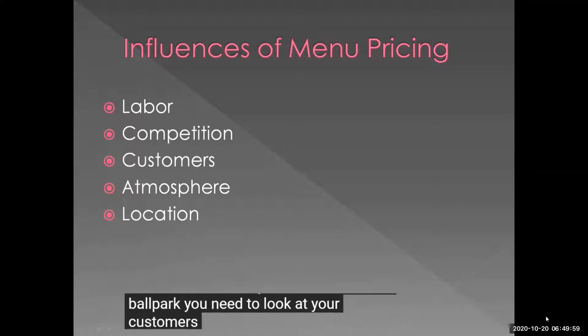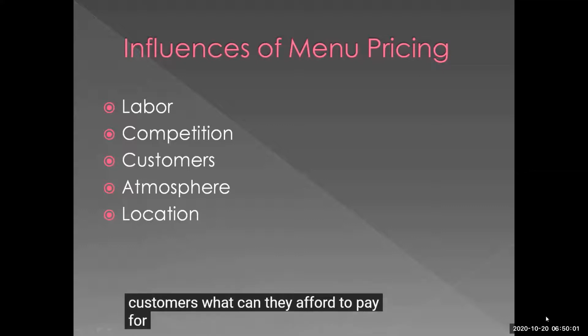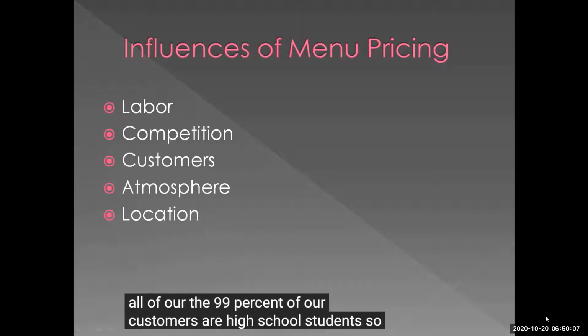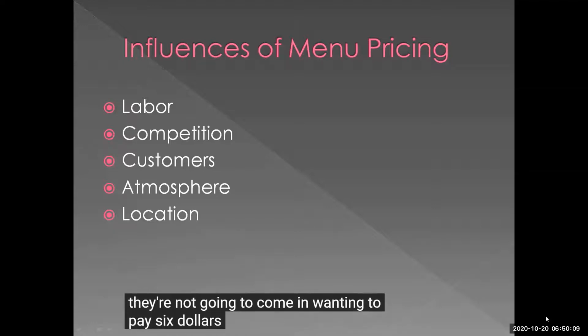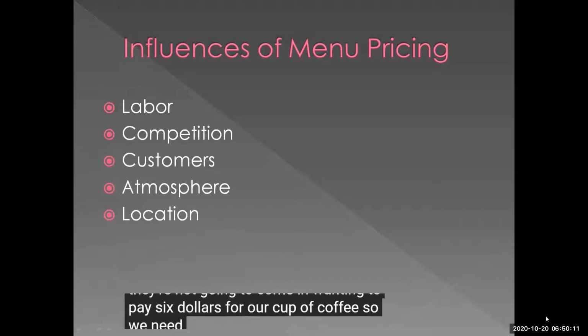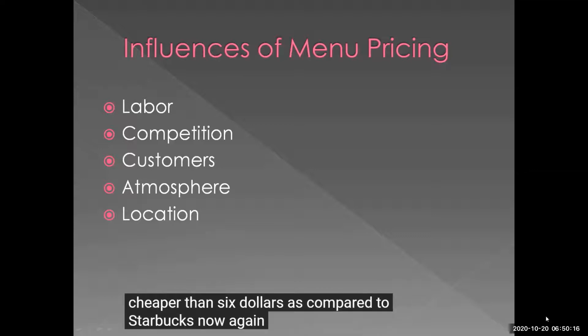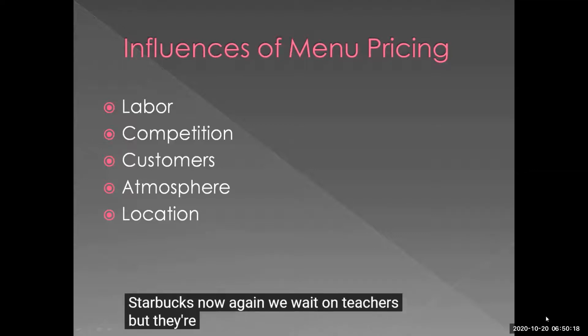You need to look at your customers. What can they afford to pay? For instance, if we look at Javicino, 99% of our customers are high school students, so they're not going to come in wanting to pay $6 for a cup of coffee. So we need to find a way to sell coffee cheaper than $6 as compared to Starbucks. Now, again, we wait on teachers, but they're wanting something quick and easy as well.